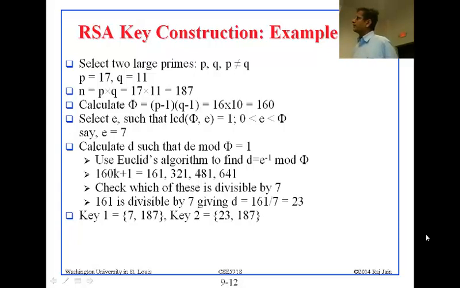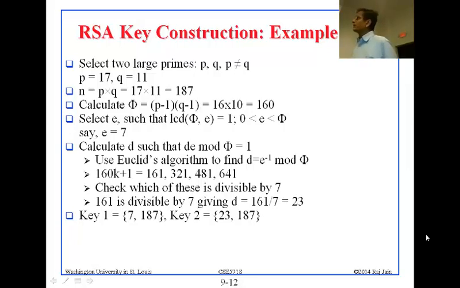By enumeration, you say, all right, if the product of D and E has to be 1, then it will be either 161 or 321 or 481 or 641. How do we get these numbers? We just take 160 times 2 plus 1, 160 times 3 plus 1, 160 times 4 plus 1, and so on and so forth. We keep writing.